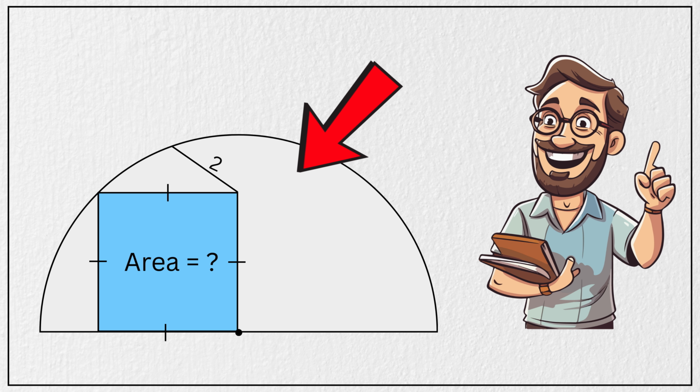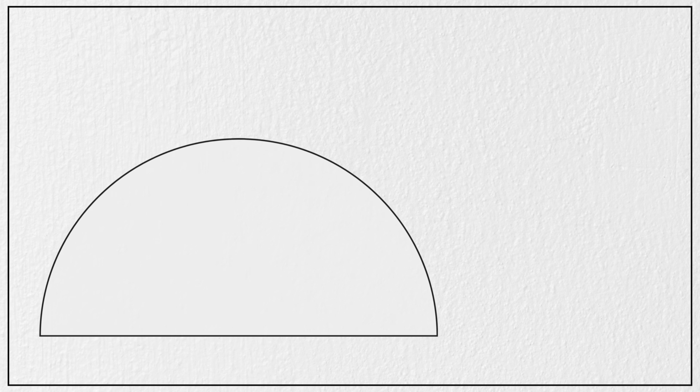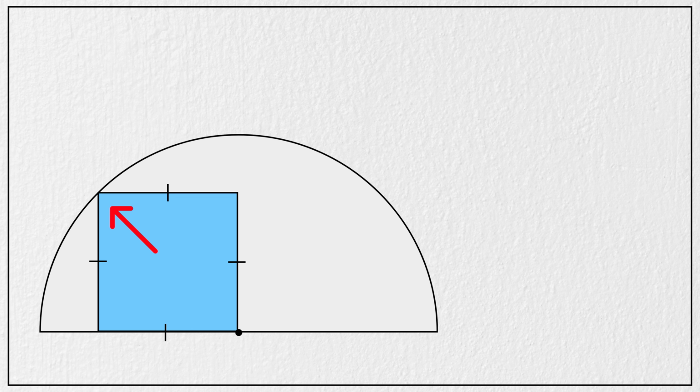Today I have a mind-blowing geometry problem that will twist your brain in the best way. We are given a semicircle. Inside this semicircle, a square is placed in such a way that one of its corners coincides with the center of the semicircle. Its sides lie along the diameter, and its top left corner touches the arc like this.